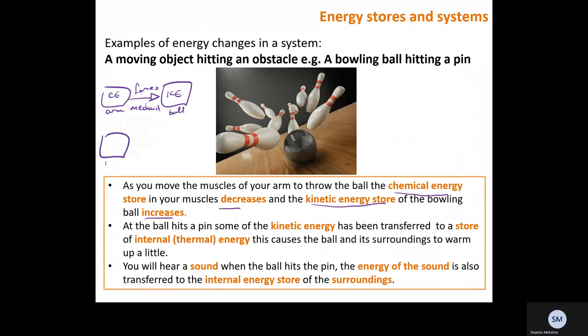Now when the ball hits the pin, the ball has kinetic energy. It will transfer through forces some of that energy to the pin, giving the pin kinetic energy. And the pin will move. It's also going to transfer some to a thermal store. Get a little bit warm. It will also transfer a little bit of thermal energy to the air around the bowling ball and the pin. And you can experience that. All of these transfers will be done through forces. And again, there'll be a sound store or a sound transfer occurring too. And again, pause if you want to.